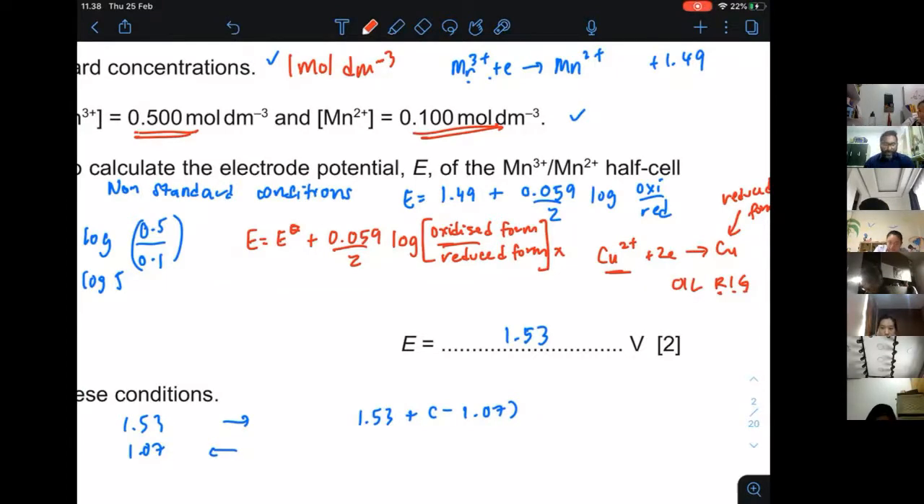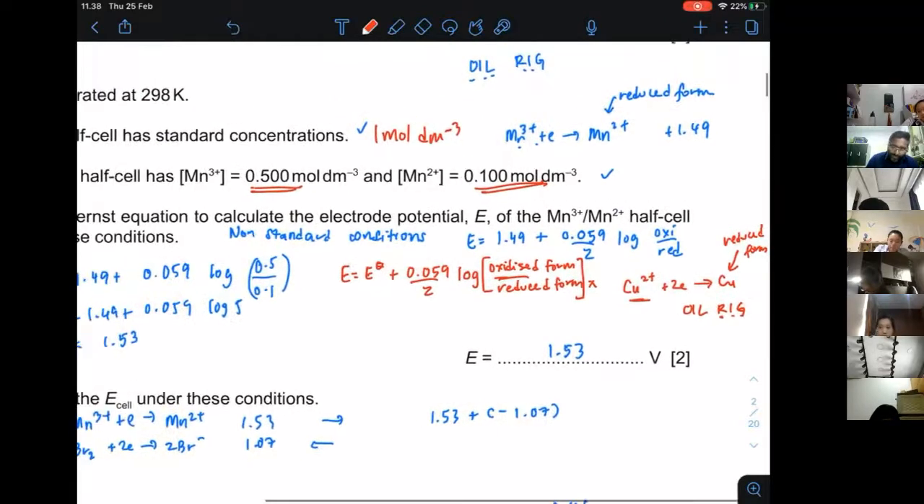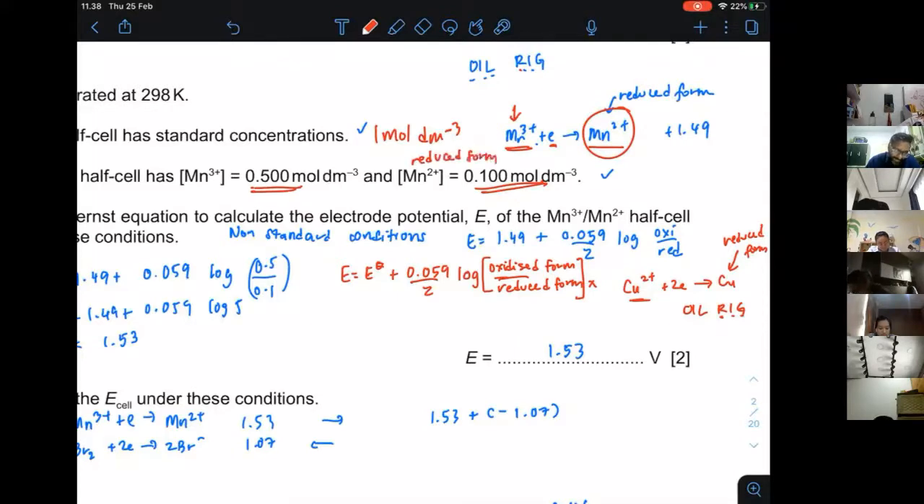So when I put the Mn3 plus, which adds an electron to give Mn2 plus, I need to identify which one is the reduced form and which one is the oxidized form. Something is gaining electron, so Mn3 plus is being reduced. So Mn2 plus is the reduced form. That's the first thing that you need to find out: which one is the reduced form.